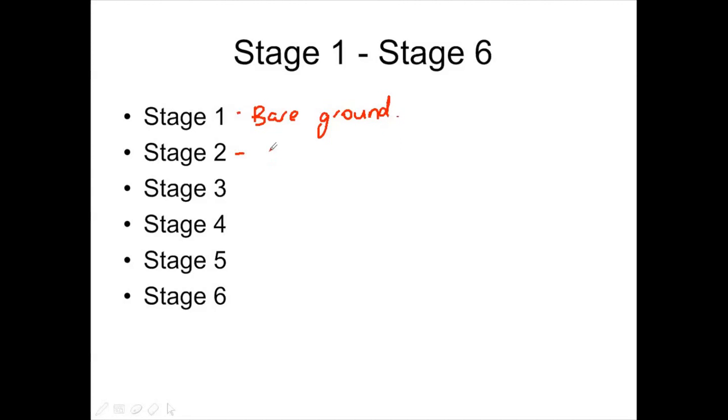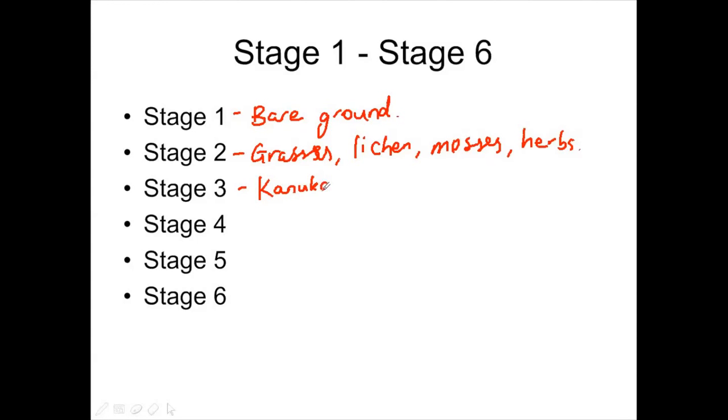Okay, so stage 2. Stage 2 is our first glimpse of vegetation. We have grasses, lichen, mosses, and herbaceous plants, or what I just like to call herbs. So that's stage 2. After stage 2 we have stage 3. Stage 3 is our kanuka, shrubs and ferns.